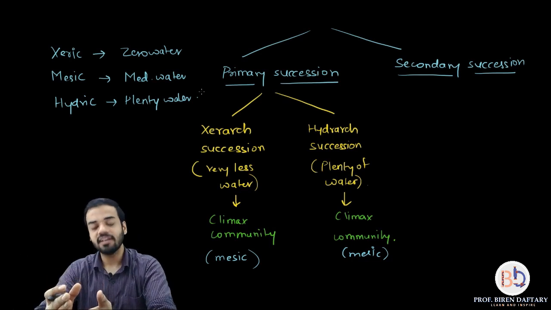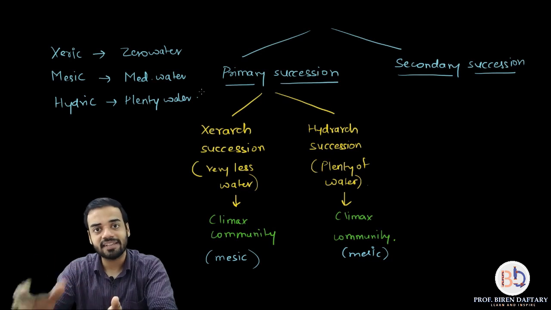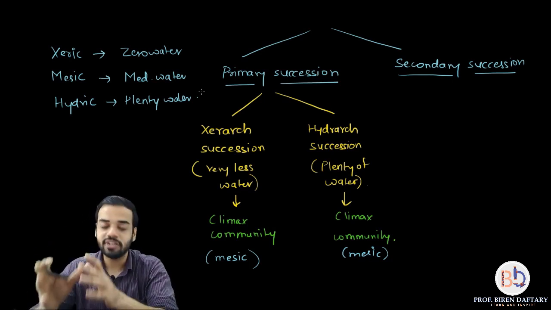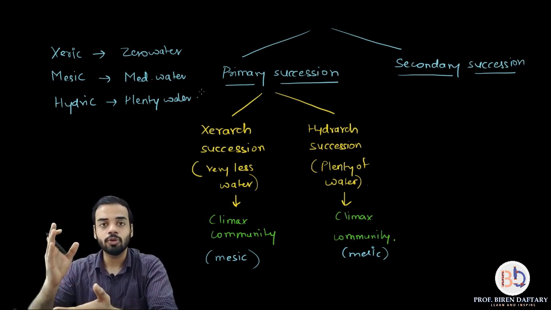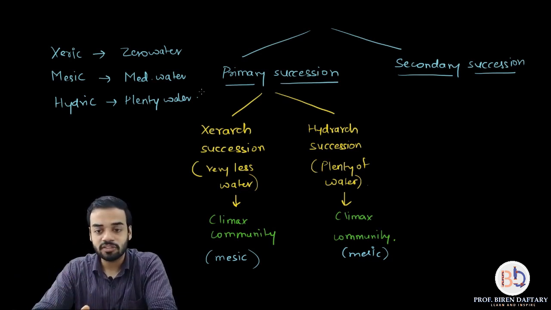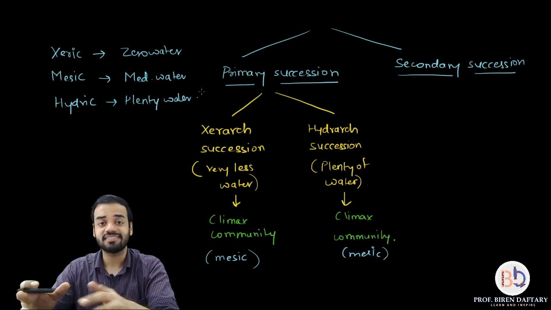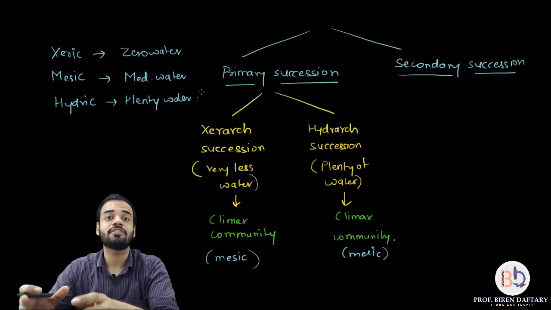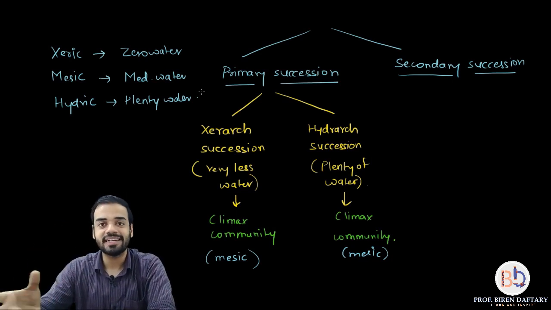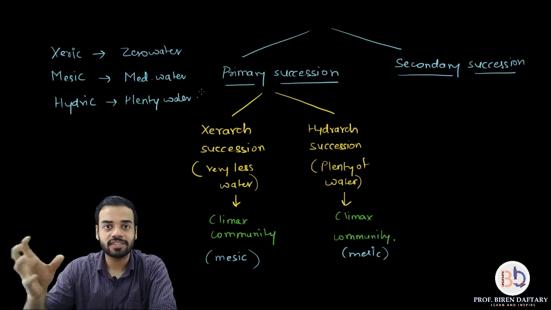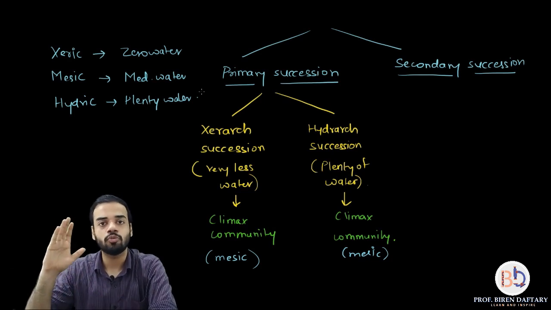So you can say that the climax community in both the cases, in both hydrarch and xerarch, is going to be the same. We will see that. Okay, we will see how they are going to be same. So I hope you have understood the meaning of all these words. Hydrarch means plenty of water. Xerarch, see, xerophytes are the plants which are present in desert. Desert has got very less water. So anything related to xer, so xerarch is zero water. And mesic means medium water. You have to know all these three words.